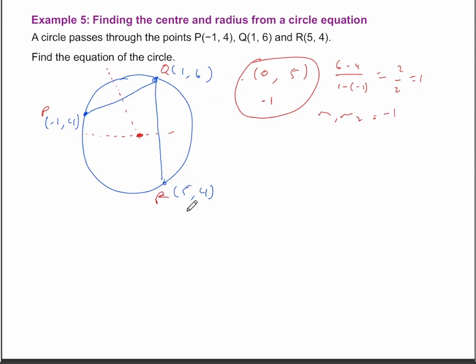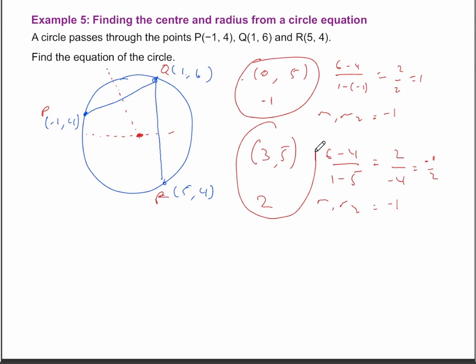And so this is the first set, and the second set is going to be, let's just take (1, 6) and (5, 4), so Q and R. The midpoint is going to be 1 and 5, which is just 3, and 6 and 4, which is just 5. And the gradient, 6 minus 4 over 1 minus 5, which is just 2 over -4, which is -1/2. And from that we get the gradient of the perpendicular line being 2, from m1 m2 equals -1. So we have these 2 right here.